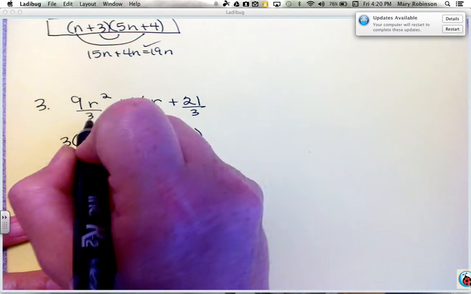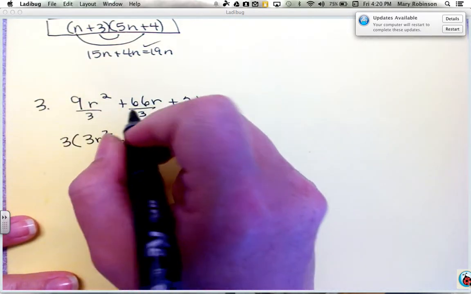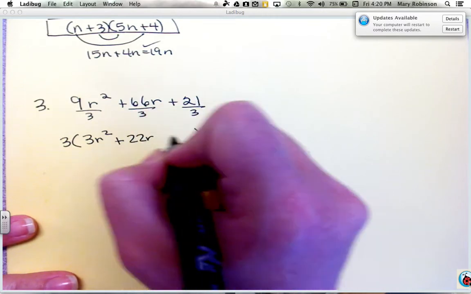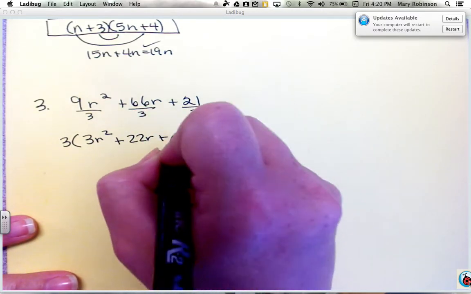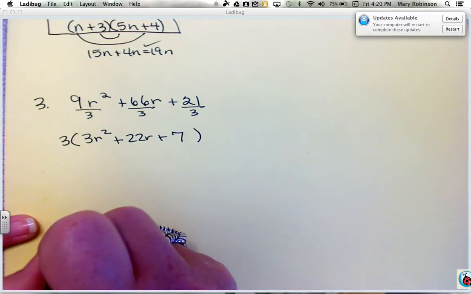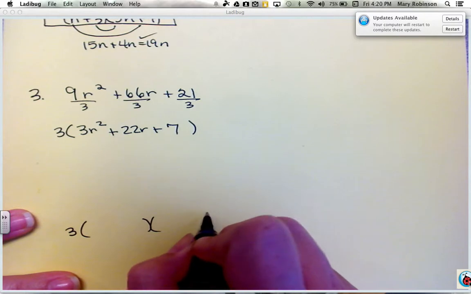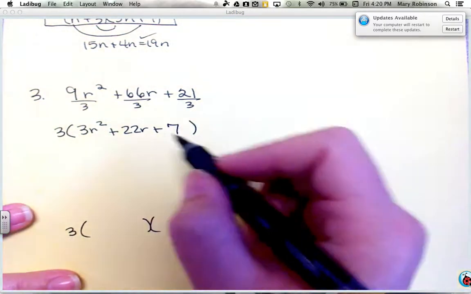So 9r squared divided by 3 is 3r squared. 66 divided by 3 is 22r. And 21 divided by 3 is 7. So what this tells me is that when I finish, I'll not only have the 3, but I should end up with 2 binomial factors. So let's see if we can do that.